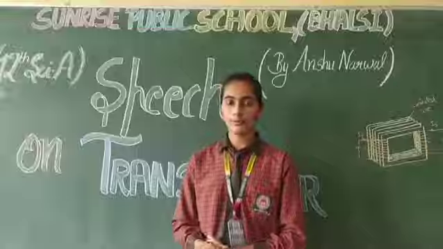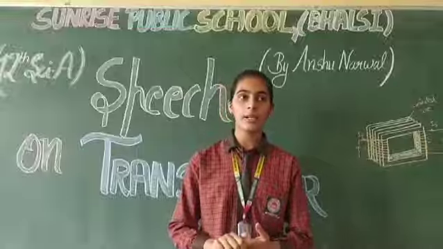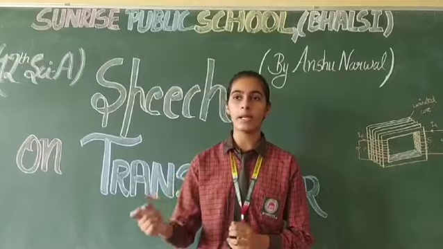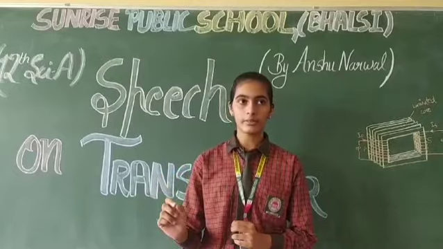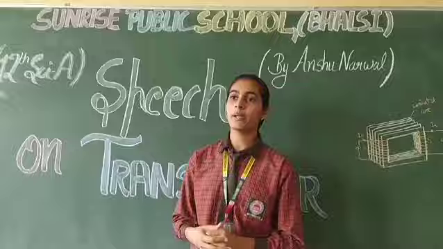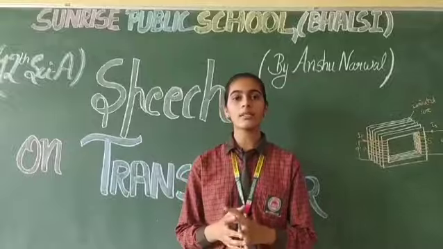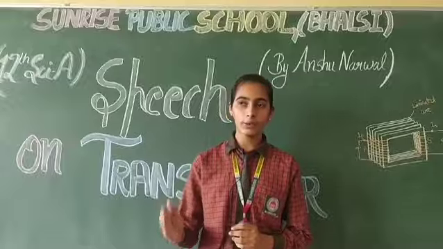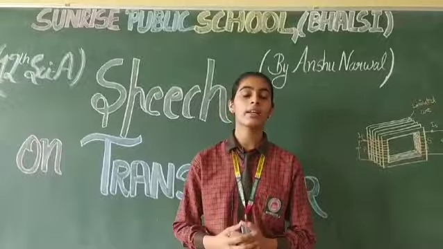In a step down transformer, the number of turns in the primary coil is greater than the number of turns in the secondary coil, and the primary coil is made up of thick insulated copper wire and the secondary coil is made up of thin insulated copper wire. What is the work of a step down transformer? It basically converts high voltage at low current into low voltage at high current.